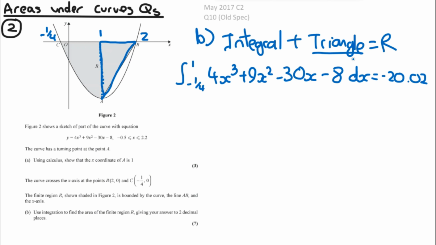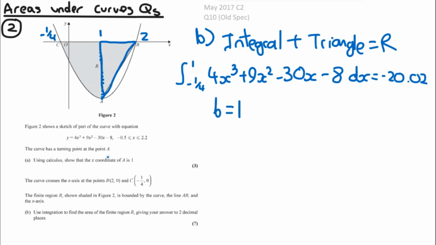So now we need to find the area of the triangle. So we need to know the base, which is this, and the height, which is this. The base is really easy because this is 1 and this is 2, so therefore the base is just going to be 2 minus 1, which is 1. And the height is going to be this here, so it's the difference between this, which is the x-axis, and this, which is point A.